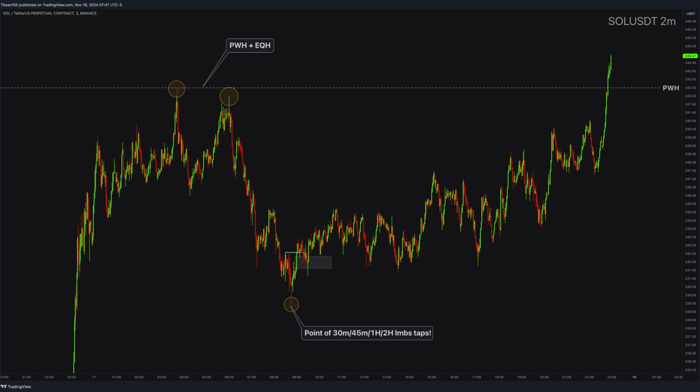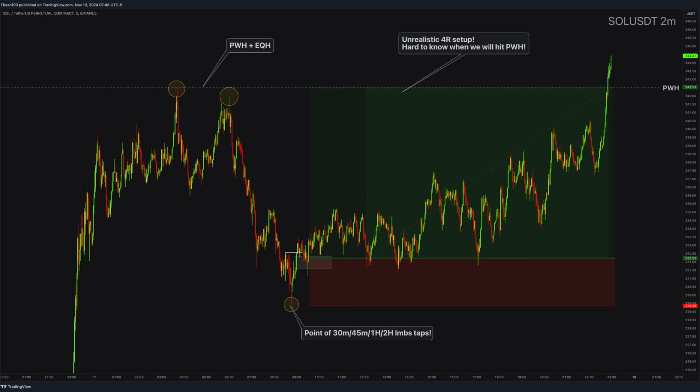Right around our entry imbalances, as you can see, structure breaks and creates our entry imbalance. And it gives you this magnificent almost 4-hour setup. But not so fast. How and when do you know that we will hunt the previous week high? Can you see the future? I do not think so.